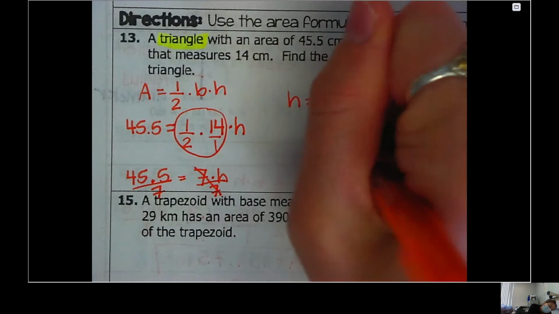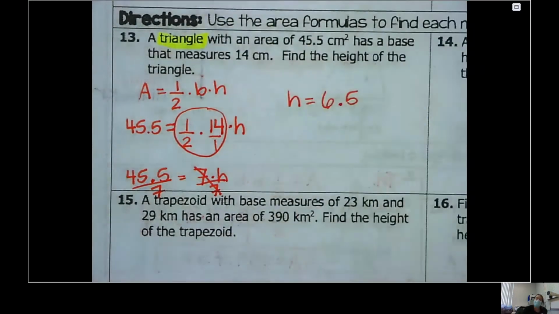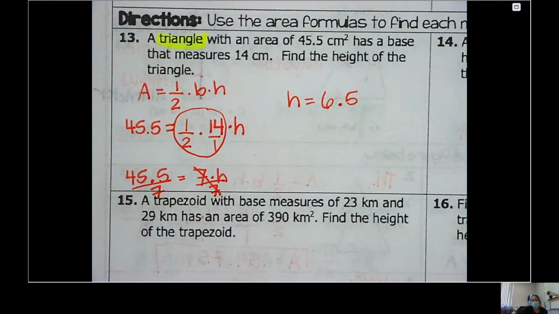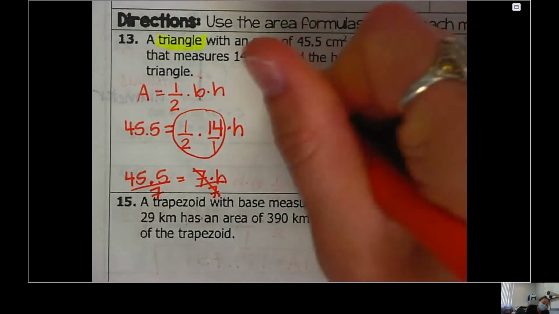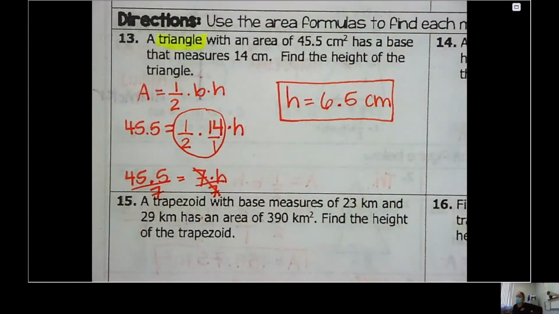Good. So my height is 6.5 what? Oh, it is not centimeter squared. Why not? This time I'm not looking for the area, I'm looking for the height. So since it's just the height, it's just centimeters. So don't fall for that trick there. All right, there you go.